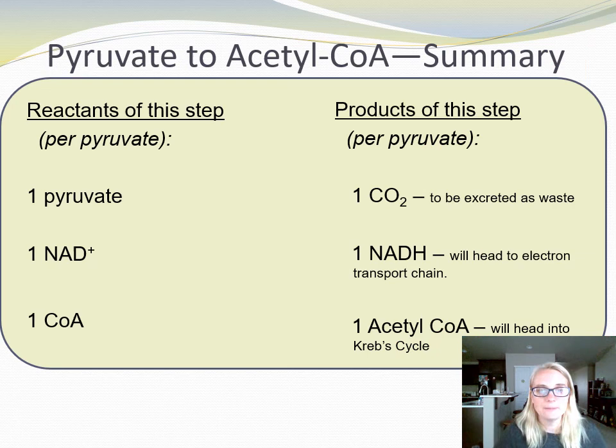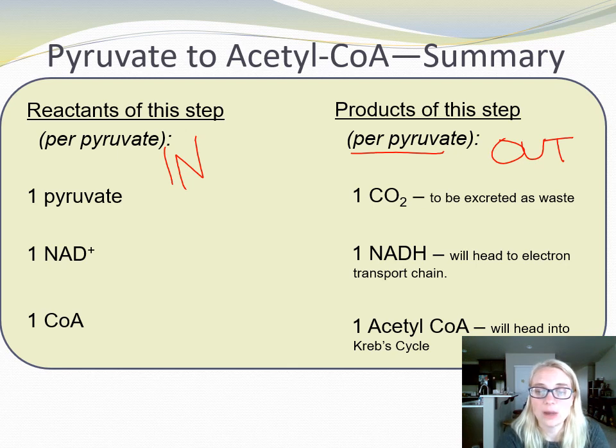So here's our summary slide of this acetyl-CoA step. So here's what goes in, per pyruvate. So per pyruvate, 1 pyruvate goes in, 1 NAD plus, and 1 CoA. What comes out per pyruvate is we get 1 CO2, 1 NADH, and 1 acetyl-CoA. It's like a 1-to-1 ratio.